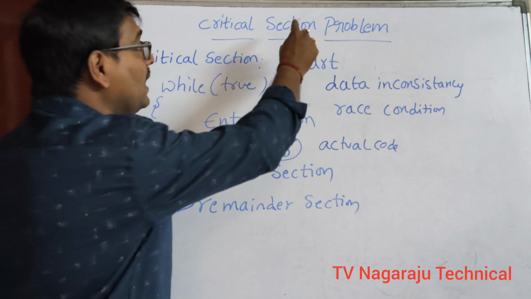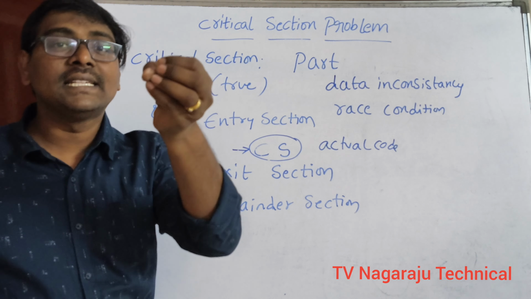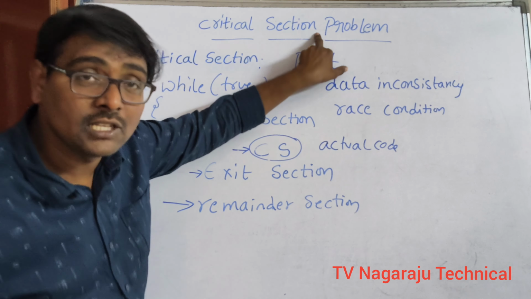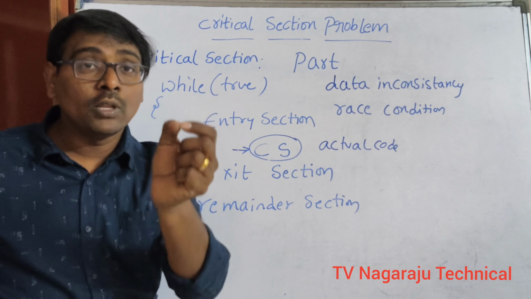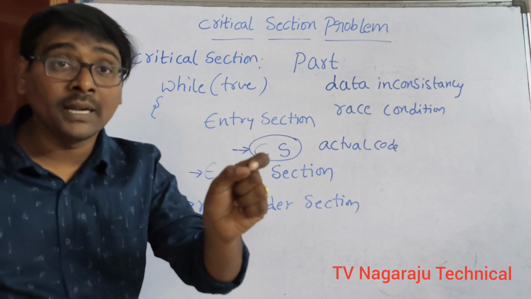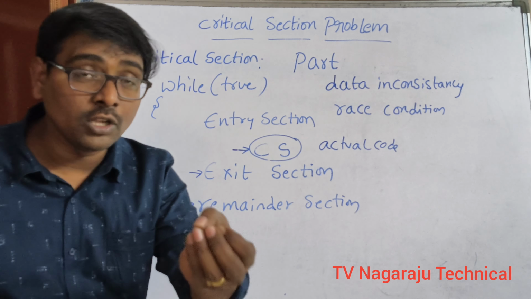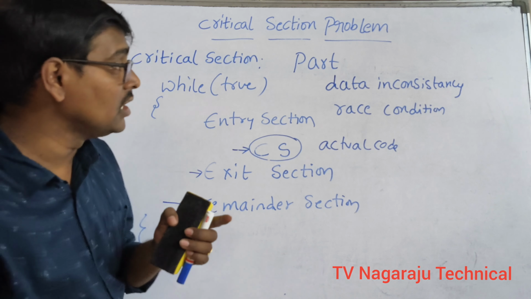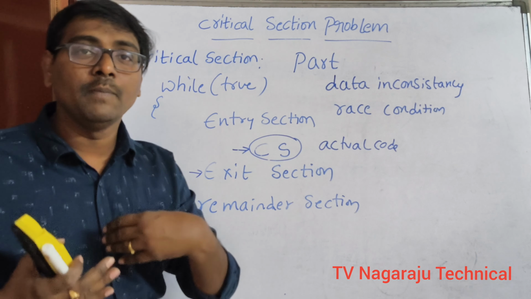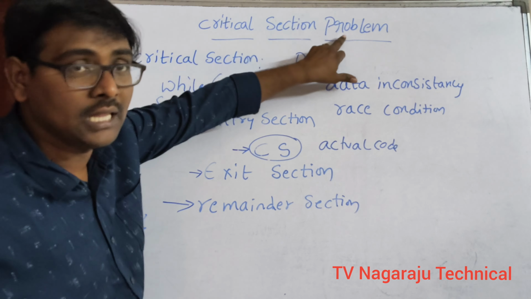Now, what is the critical section problem? The problem is you need to design a synchronization mechanism such that more than one process is not allowed to use the shared resource at the same time. That means only one process is allowed to use the shared resource. If only one process uses the shared resource, data inconsistency and race condition problems are avoided. That means we are accessing the resources safely and securely. Now we understand the problem.